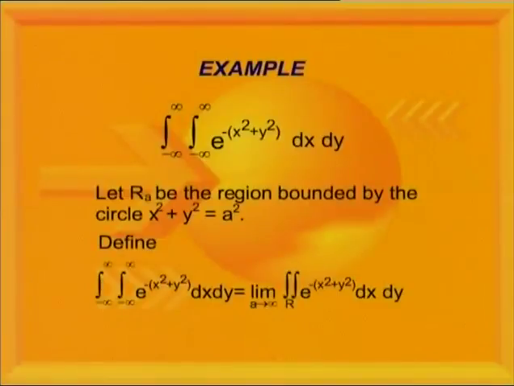Now this integral can be written as the integral of e raised to power minus x square plus y square dx dy over the region Ra, where a is tending towards infinity, and we take the limit of that as a tends to infinity. Converting into polar coordinates, x square plus y square is equal to r square. So that will be e raised to power minus r square, and dx dy is equal to r dr d theta.